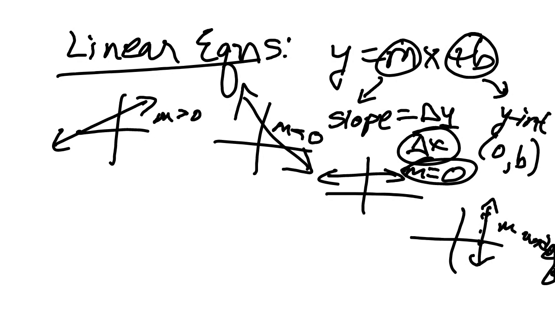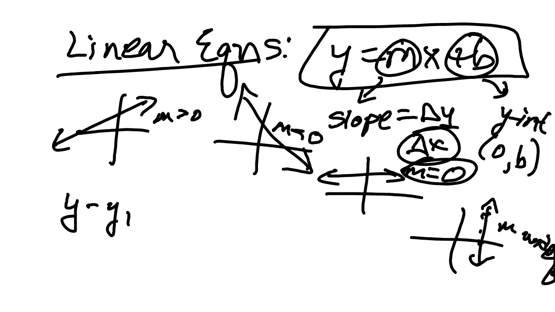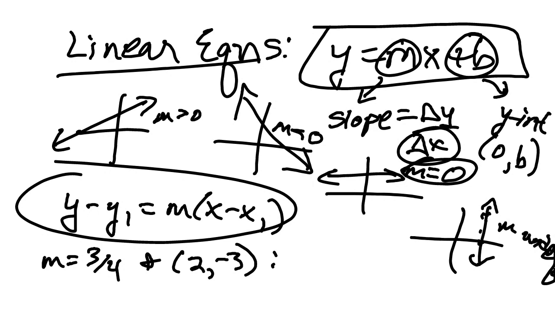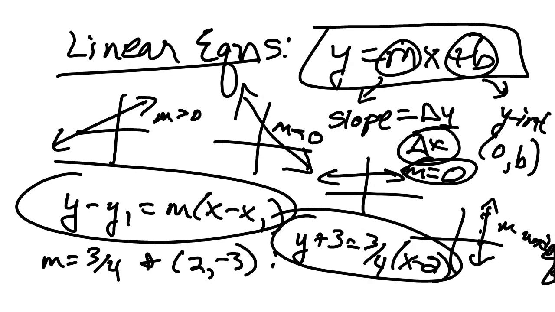What are some other equations of a line? We also have y minus y1 equals the slope times x minus x1. So if x1 and y1 are any particular point on the line, and m is the slope, we can use this equation. If I have slope equals 3/4 and (2, -3) is on my graph, then the line is y plus 3 equals 3/4 times x minus 2. You do not have to take it over to y equals mx plus b.